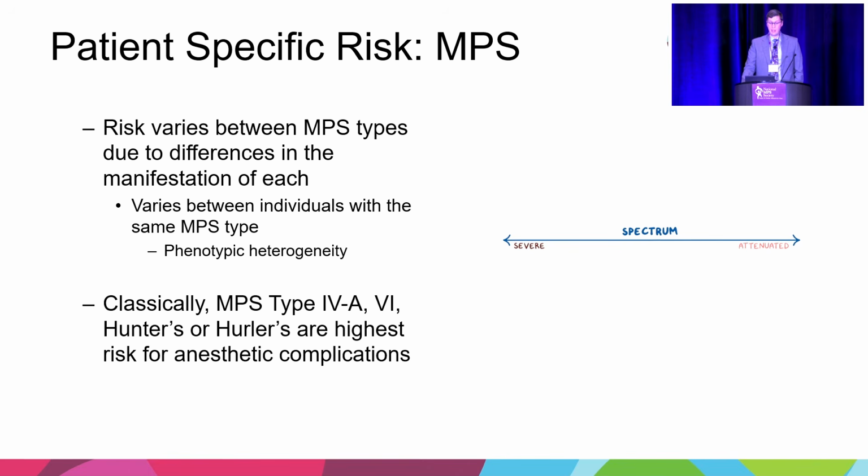Within MPS, that risk will vary between the types due to the way those types manifest, but even more than that will vary between individuals due to differences in residual enzyme function, response to enzyme therapy, or hematopoietic stem cell transplantation. However, classically, MPS types 1, 2, 4A, and 6 are going to be the highest risk for anesthetic complications.